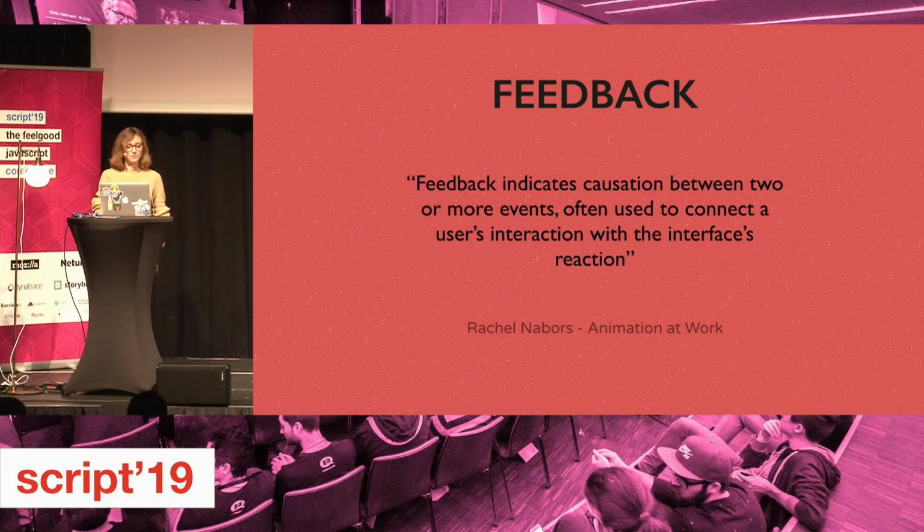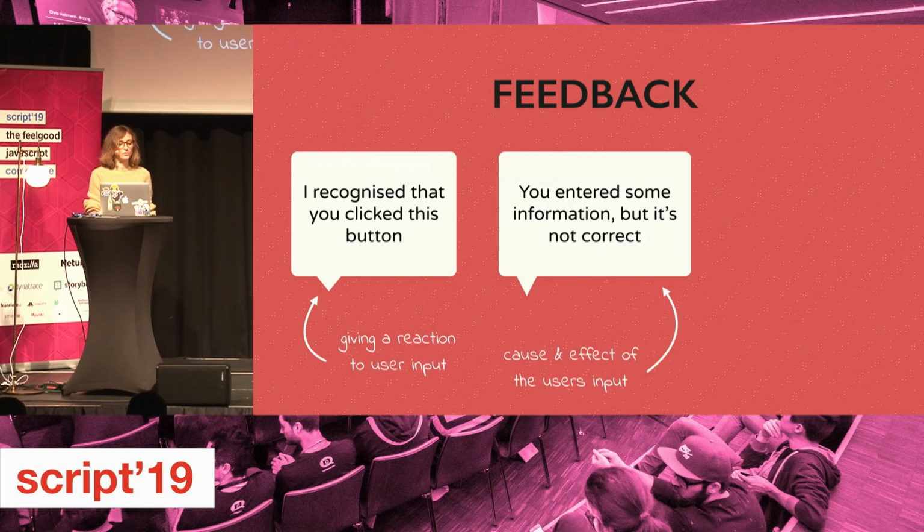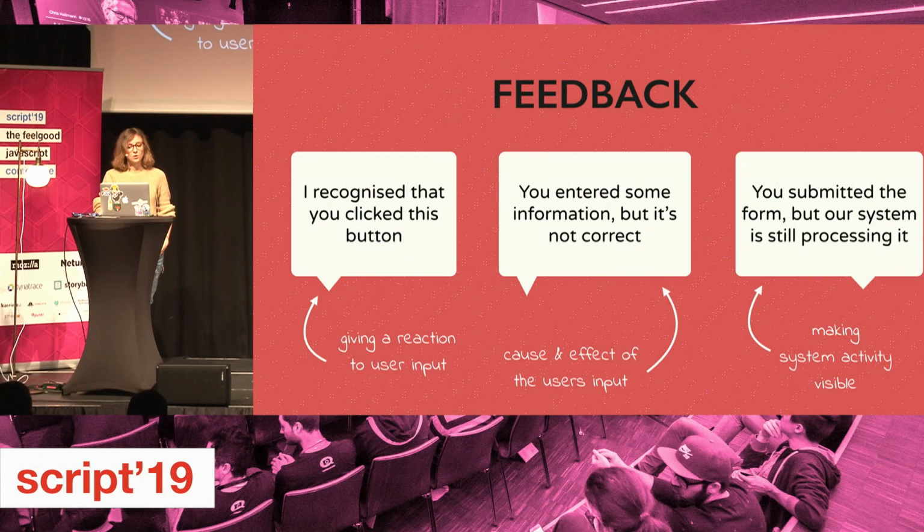So whenever a user is doing something, I'm giving feedback to the user, I'm showing a reaction on what happened. That could be in the form of showing an animation when we click a button, showing that we recognize that someone clicked a button, or showing that something is not correct in a form, animating a color or some different animation to show that there has been an error, or making system activity visible, so to show that the system is working on something. You send a request, the system is processing it, and while that is happening, you're showing some loading animation.